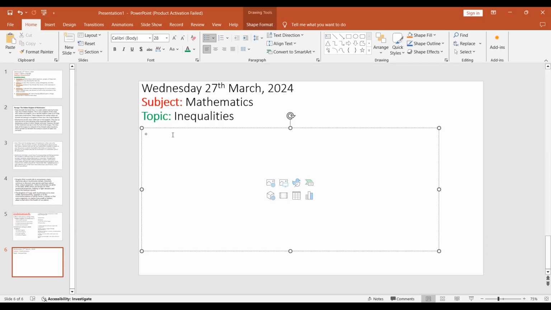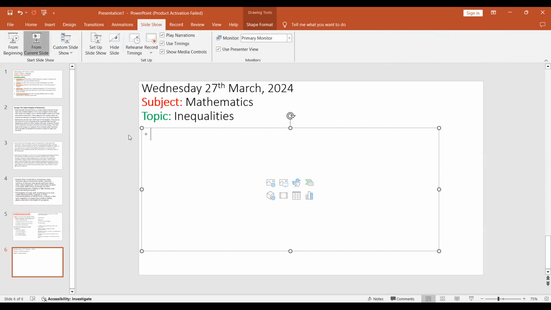When we look at inequalities, there are certain symbols that we learned yesterday, and I want us to go over the symbols before we move forward. What does this symbol represent? Greater than, very good. And this symbol? Less than. So this symbol is greater than, and this symbol is less than. And how about this symbol? Equal to.